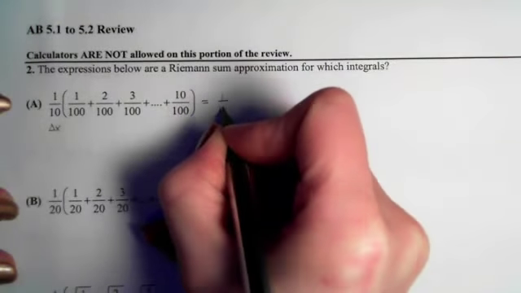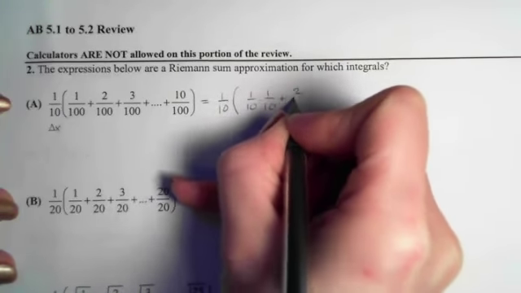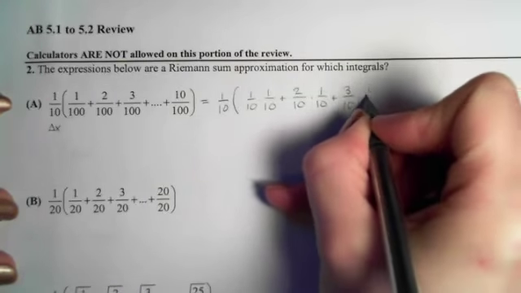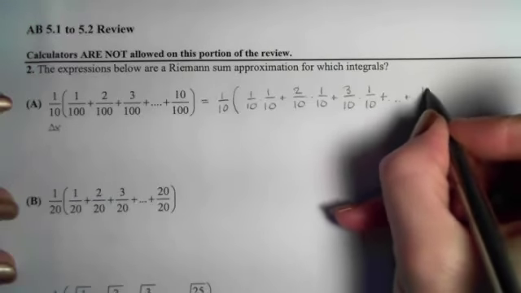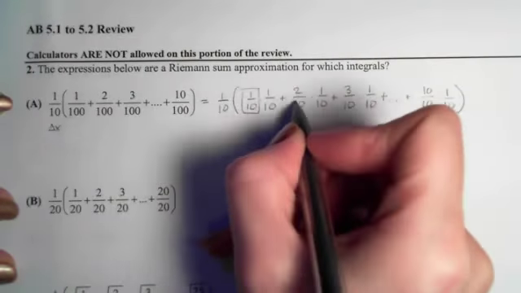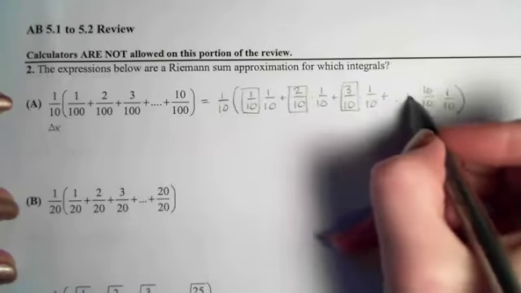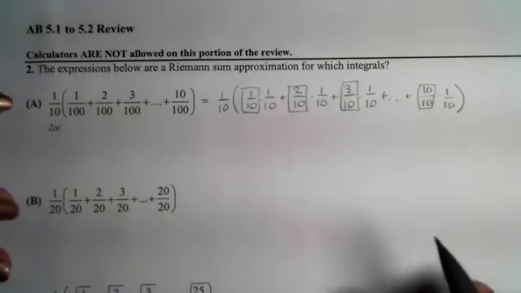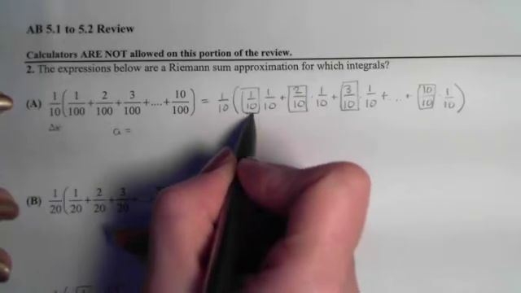So what I'm going to do is I'm going to rewrite this as a 1/10 times a 1/10 plus a 2/10 times a 1/10 plus a 3/10 times a 1/10 dot dot dot plus 10/10 times a 1/10. And when I do that, I can see that I've got 1/10 and 2/10 and 3/10. Each of these are 1 delta x away from each other, and I know that I've now selected the correct input.